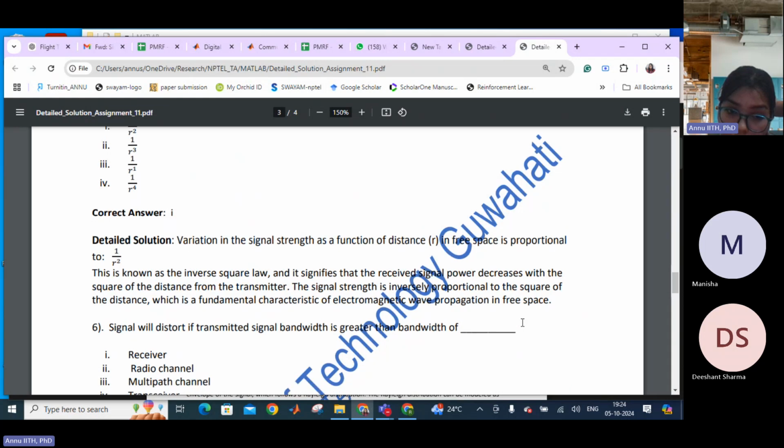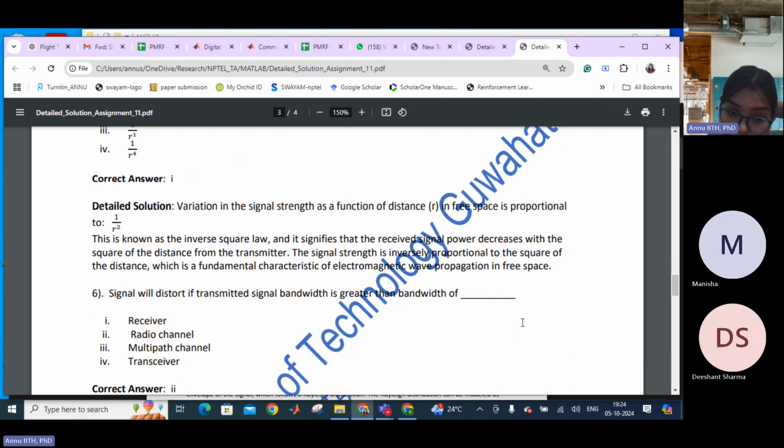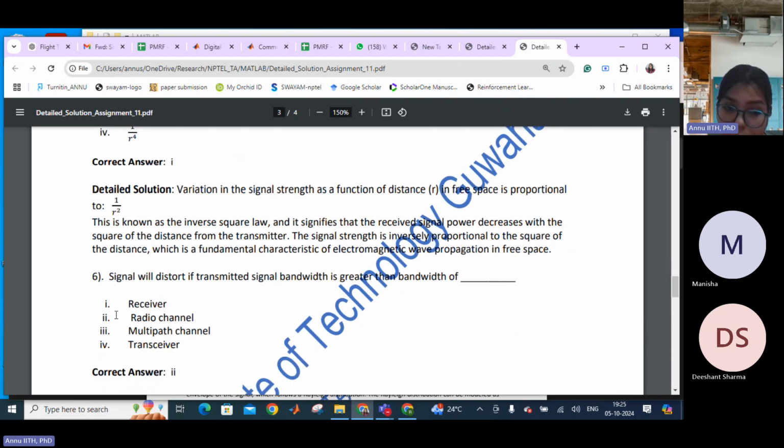The signal will distort if the transmitted signal bandwidth is greater than the coherence bandwidth of the multipath channel or the radio channel. So basically, I got confused, but this is the radio channel, because the radio channel is actually the channel. The multipath channel is made when there are multiple components in the radio channel. That is called a multipath channel.